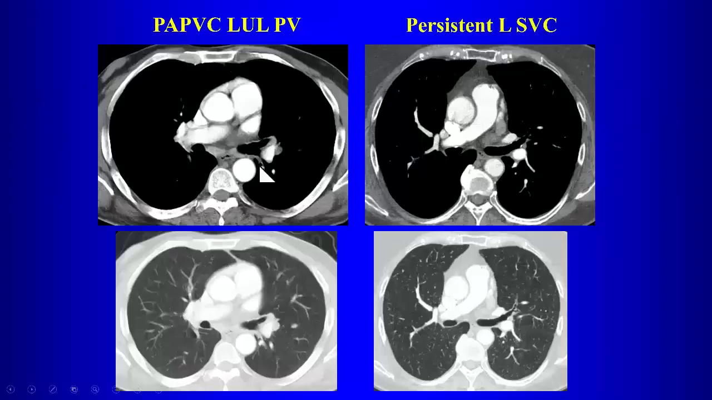So when you try to follow it down, there's no vessel anterior to the left upper lobe bronchus because the left superior pulmonary vein that is supposed to be there is draining up to the left brachiocephalic vein. On the other hand, when you have persistent left SVC, you have two vessels here. One is the persistent left SVC, the second is the normal left superior pulmonary vein. So this is how you differentiate persistent left SVC from partial anomalous pulmonary venous return.